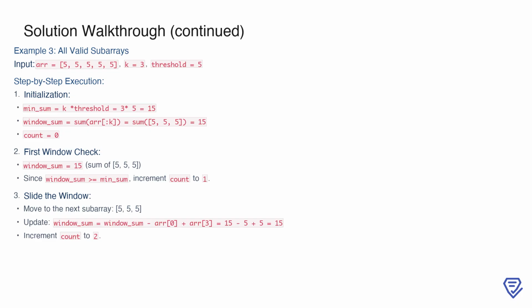In the third example, the array is 5, 5, 5, 5, 5, with subarrays of size 3 and a threshold of 5. The minimum sum required for a valid subarray is 3 multiplied by 5, which equals 15.